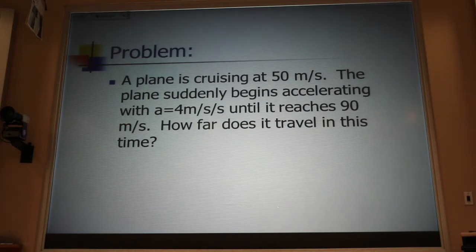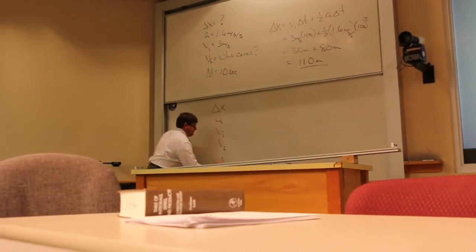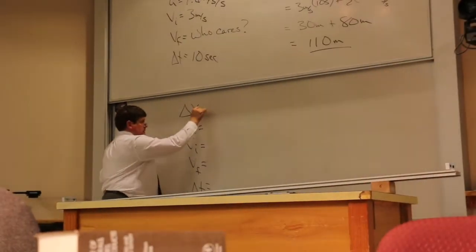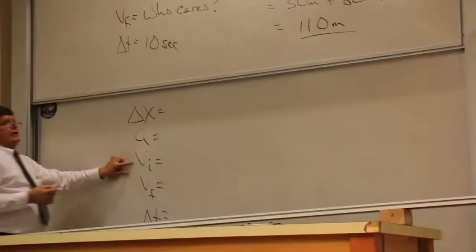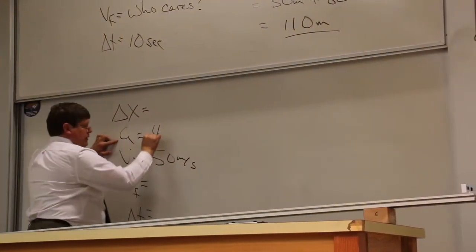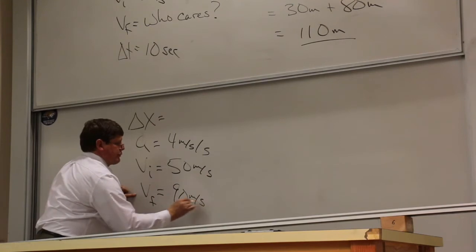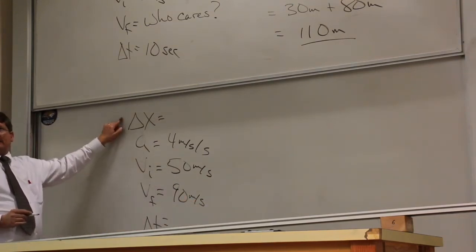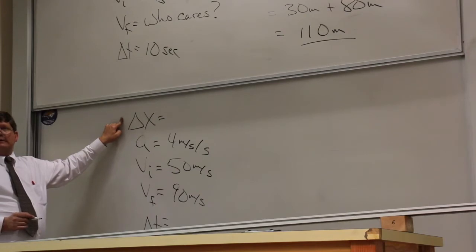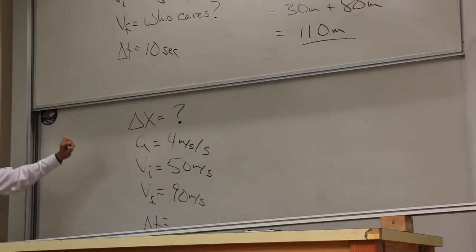So, with your neighbor, see if you can solve this problem. Okay, how many of you have already figured out which of the 4 equations you want to use? Okay, let's do it together. I write down the 5 variables. It's always the same list. I know that the plane originally has 50 meters per second. It has an acceleration of 4 meters per second every second, and its final velocity is 90 meters per second. That leaves 2 blanks. One of them I care about, one I don't. In this problem, it's asking how far does it go, so that's worth an A in the class.